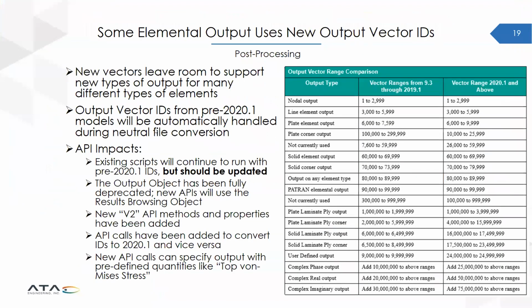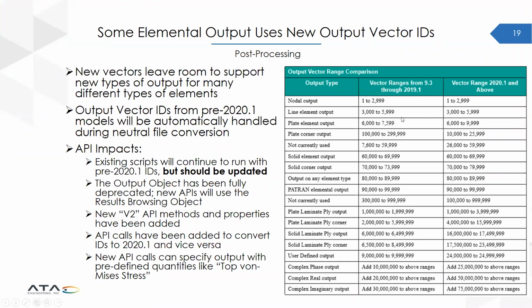And we'll continue on moving into post-processing. And I think this is probably one of the biggest impacts on Femap users. And that is that some element output now uses new output vector IDs.